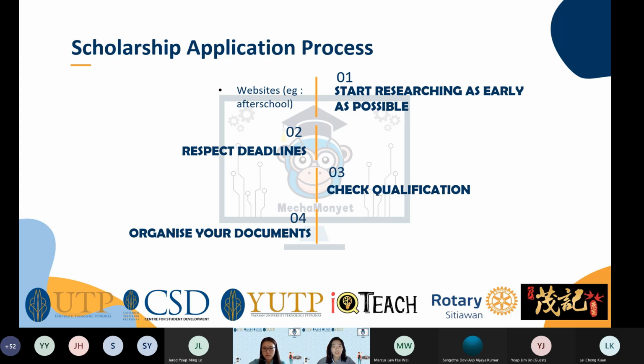Step 3, check your qualification, if you are qualified to apply for that particular scholarship, because each has different requirements and qualifications depending on the course, or some might have an age limit as well. In case you are unsure if you are eligible, take the trouble to contact the sponsor to clarify before scratching the scholarship off your list.